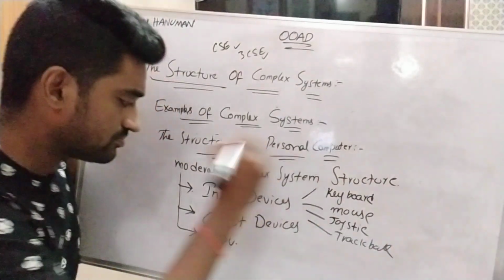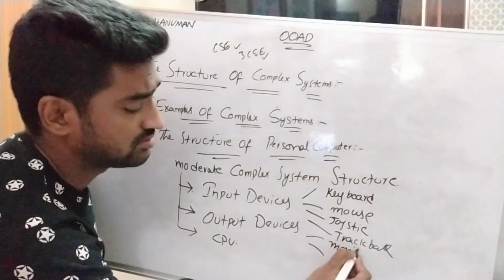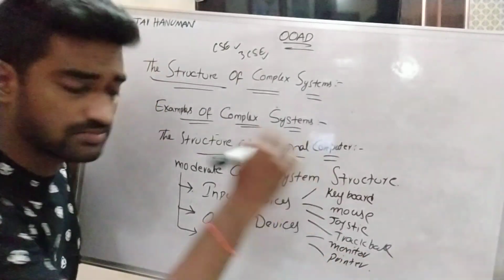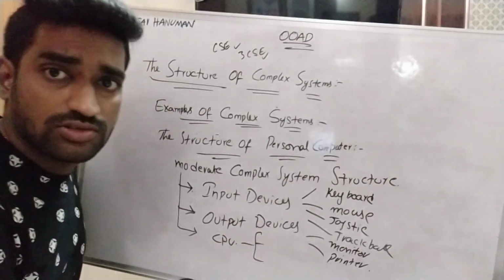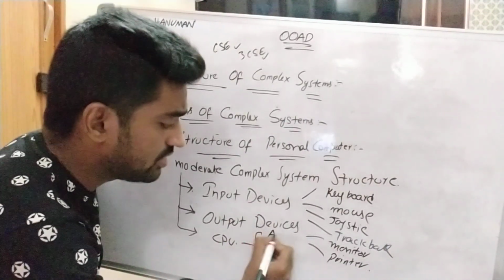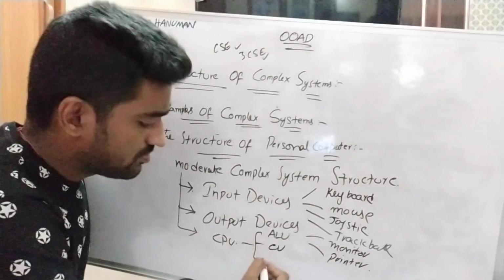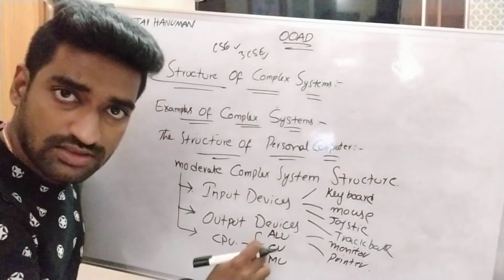Fine. What are the output devices? Monitor, printer. These are the best examples of output devices. Coming to the CPU, the CPU can be classified into three major parts: ALU, CU, and memory unit. Arithmetical logical unit, control unit, memory unit.